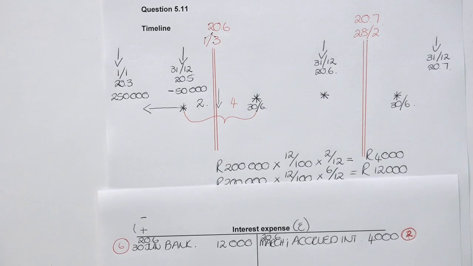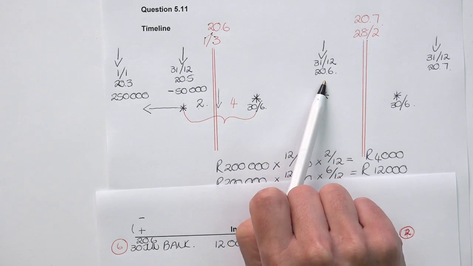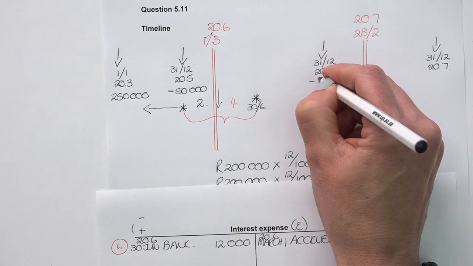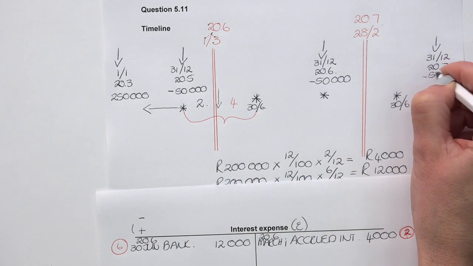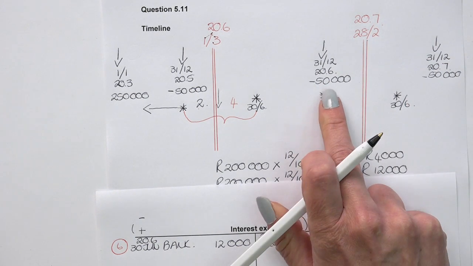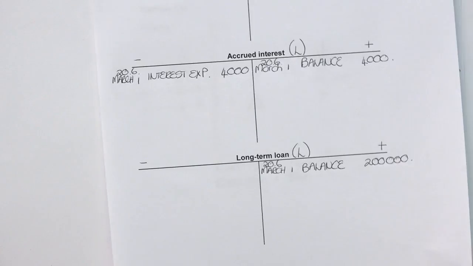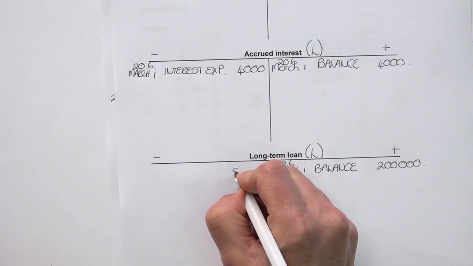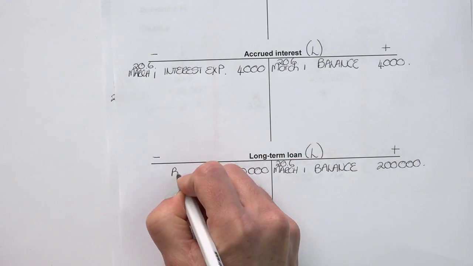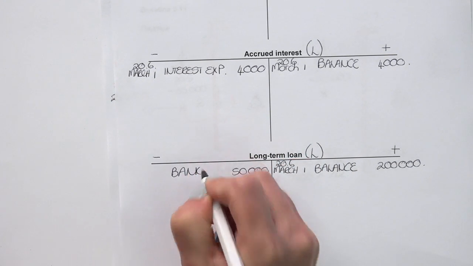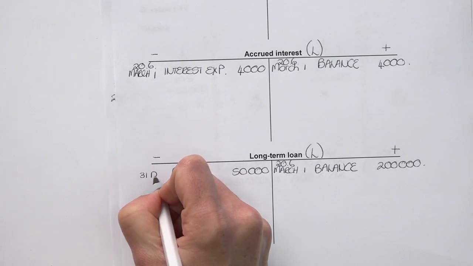Now we can carry on our timeline. The next thing that happens, we make an installment payment of 50,000. So that installment influences the loan. So we're going to go to our long-term loan and deduct the 50,000 on the debit side. We pay this with cash, so that will be bank, and that is on the 31st of December.